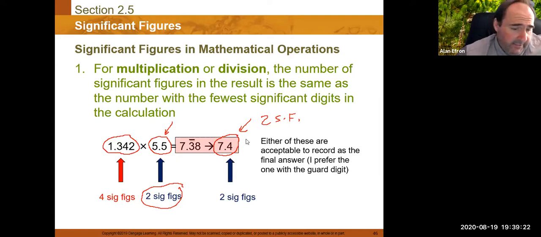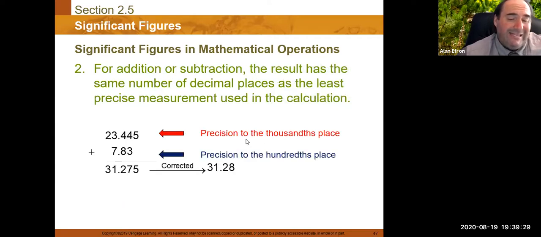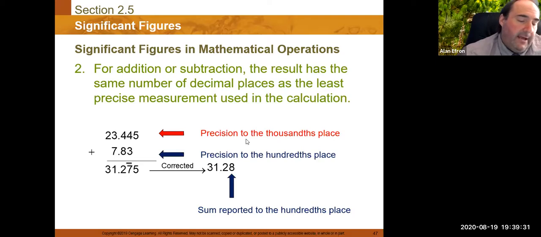Now, the other one that we do is adding and subtracting. When we add and subtract, we're also looking at the least, but it's different. Here, we're actually looking at the least number of decimal places. So adding and subtracting, we're looking at decimal places, not significant figures. This number here has 3 decimal places. This number here has 2 decimal places.